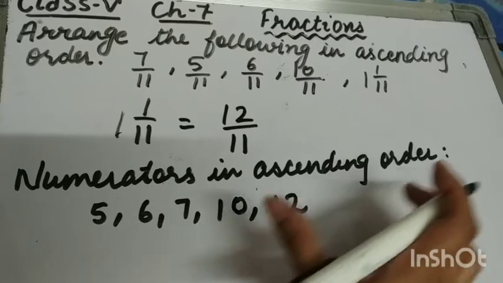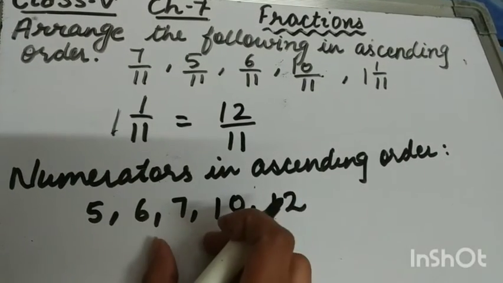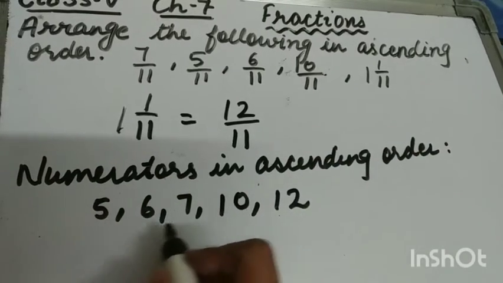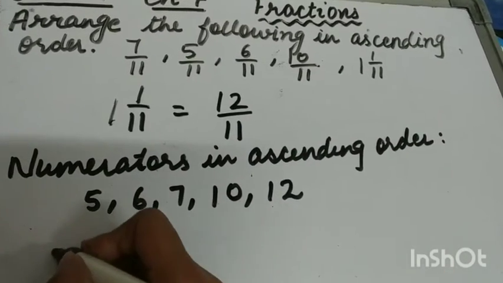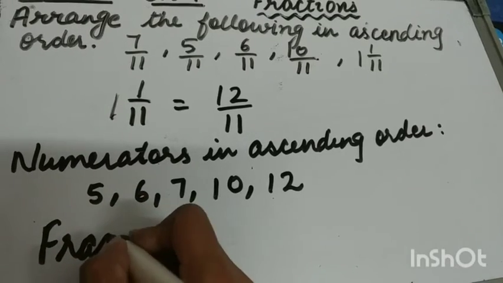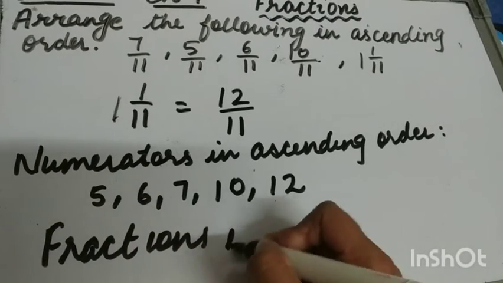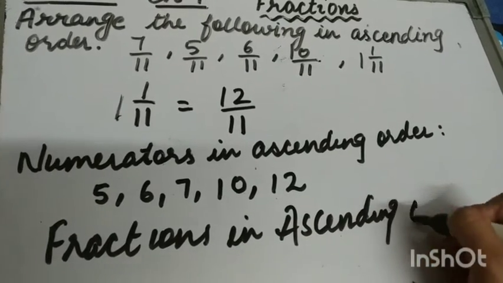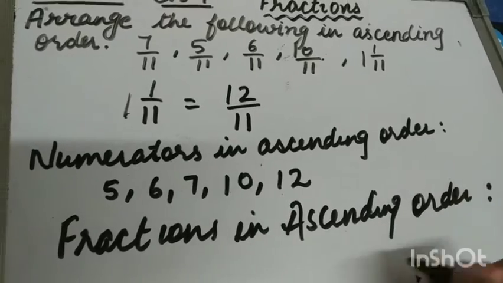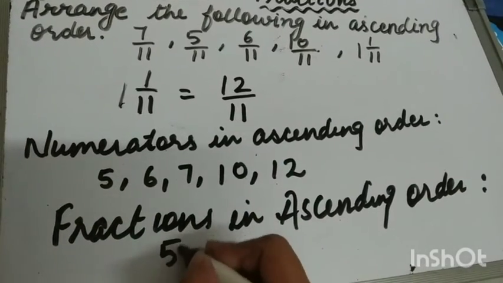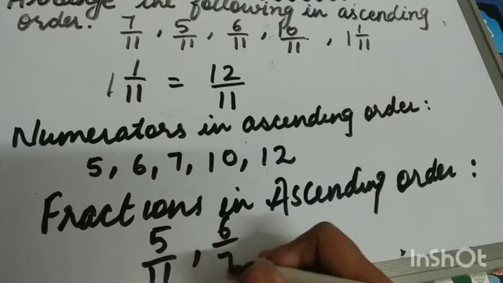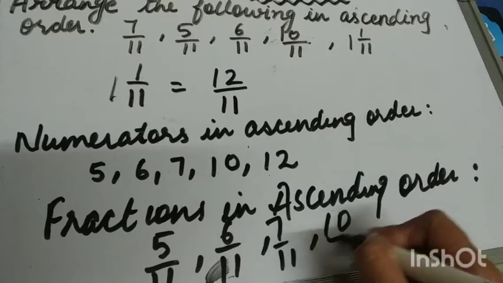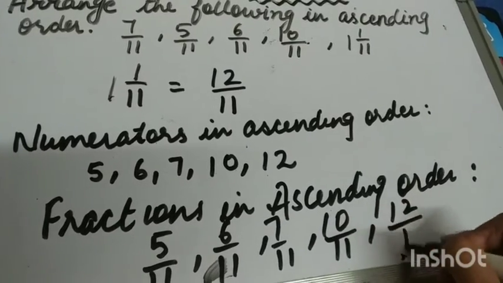See, numerators in ascending order are 5, 6, 7, 10 and 12. So the fractions in ascending order are 5 upon 11, 6 upon 11, 7 upon 11, 10 upon 11 and 12 upon 11.